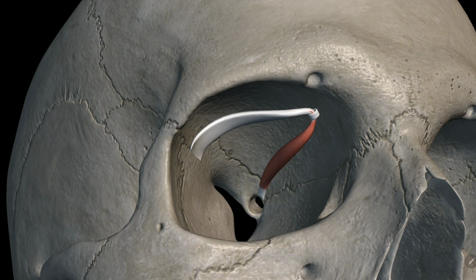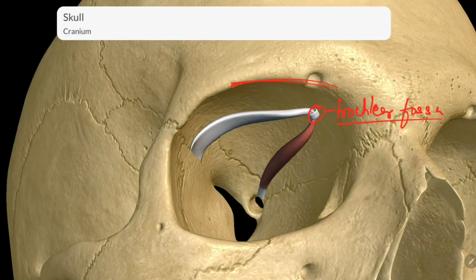One important feature of superior oblique is that you can see this is a kind of pulley, which is present on the trochlear fossa of the frontal bone. This one is the frontal bone. So there is a trochlear fossa, and on this there is a pulley. The superior oblique is passing through the pulley and getting inserted.